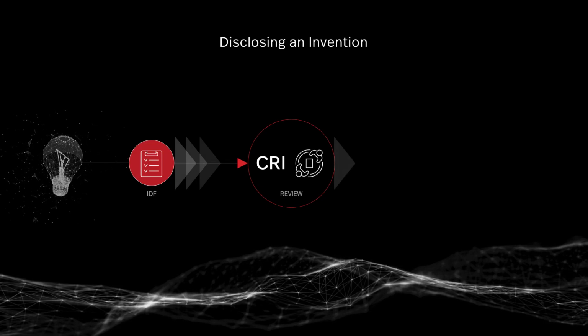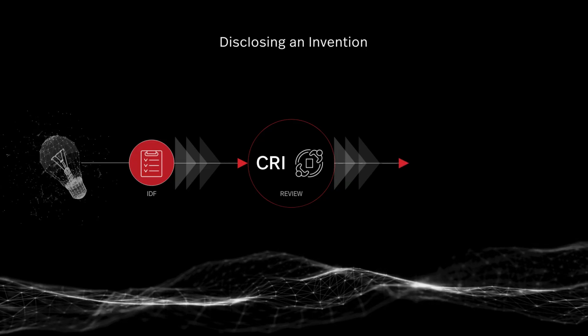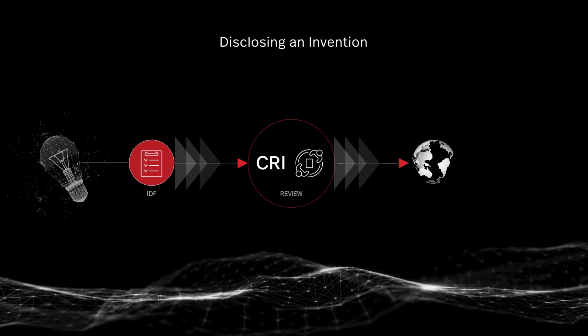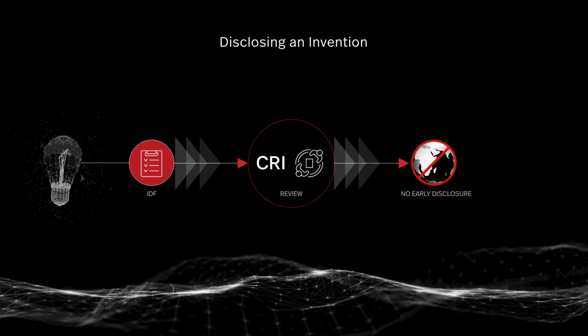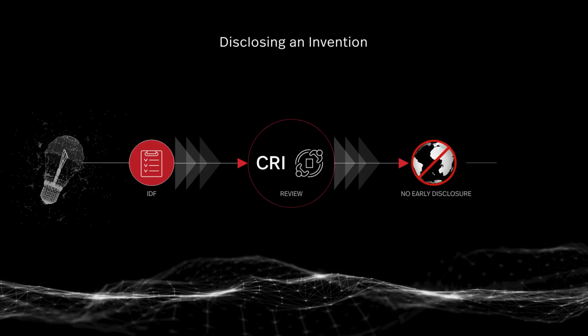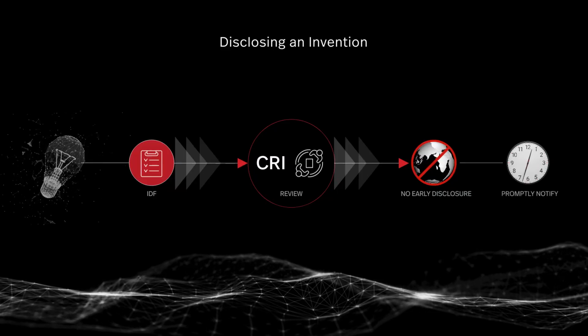It is essential to inform the CRI about an invention, as early as reasonably possible, before making any public disclosures. Publicly revealing the invention might restrict or even prevent patent filings in various countries. For the effective safeguarding of Northeastern's intellectual property, the CRI must be promptly informed.